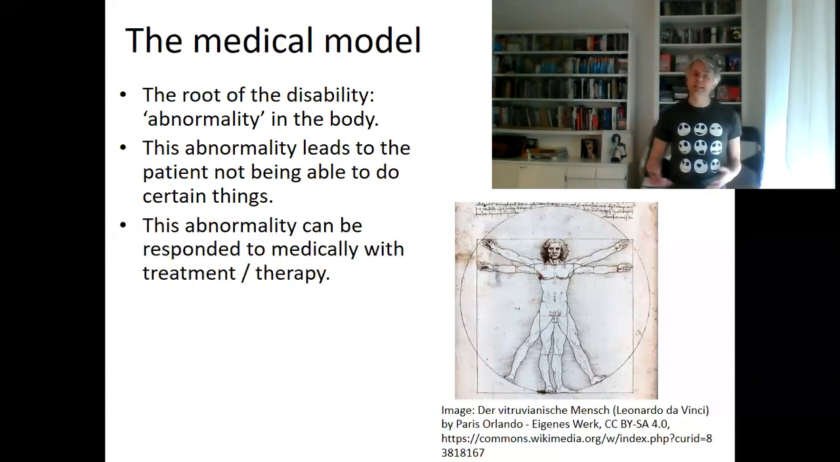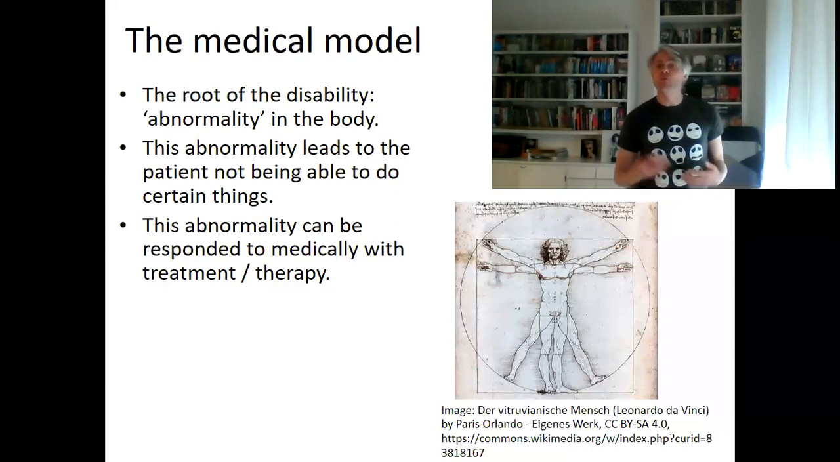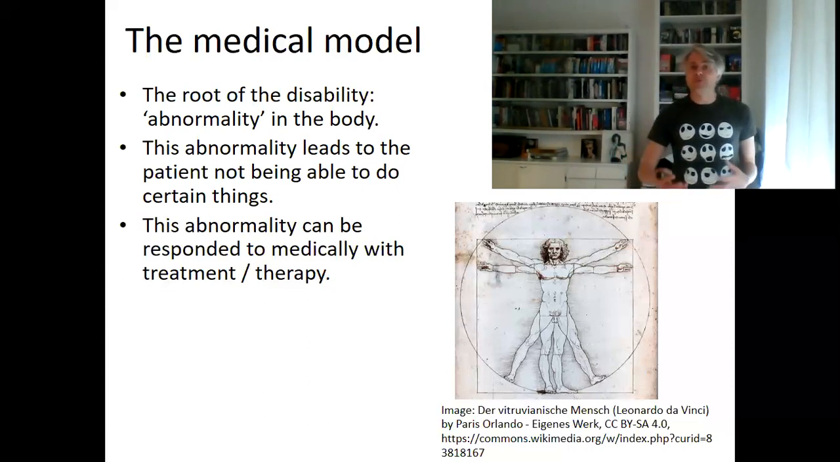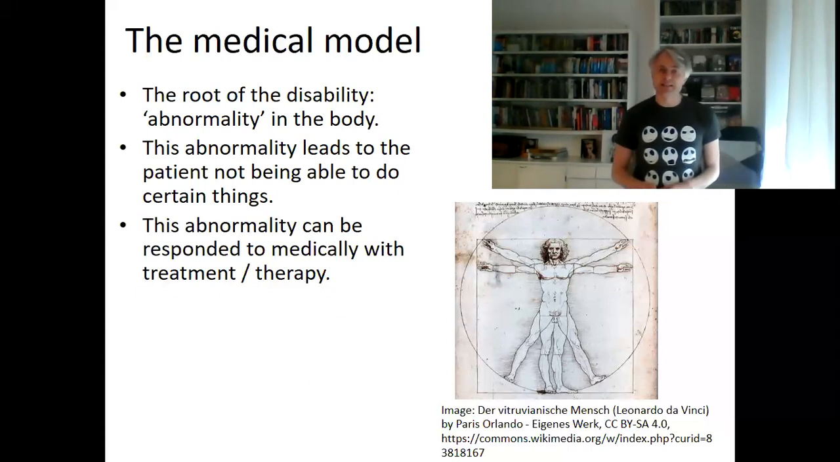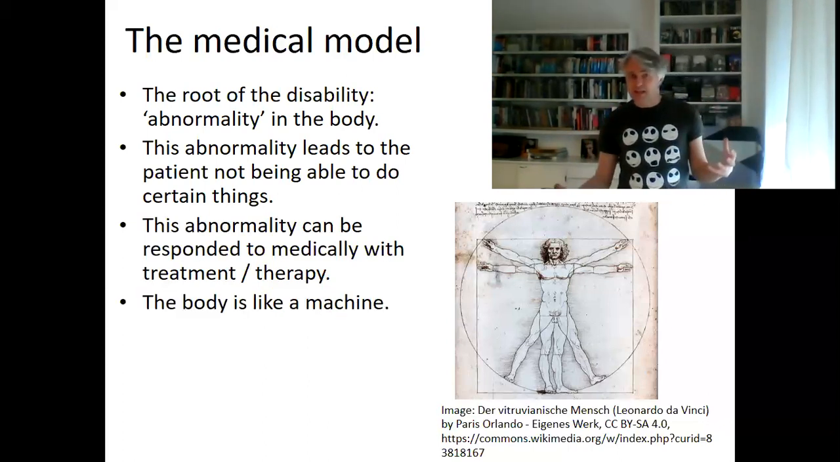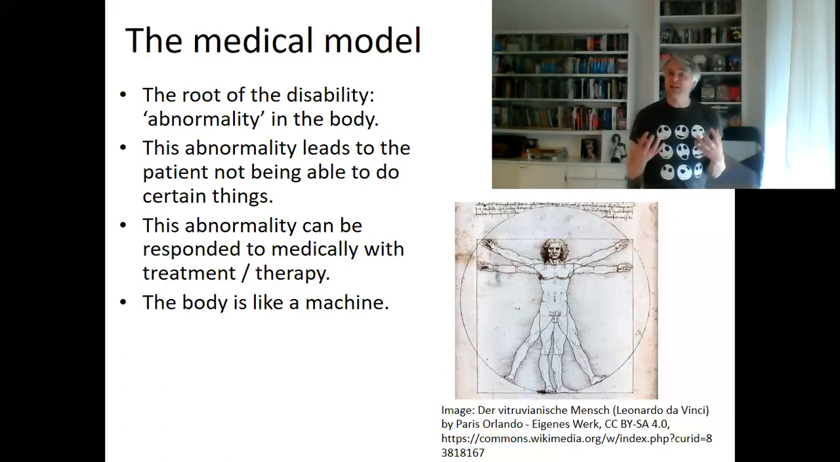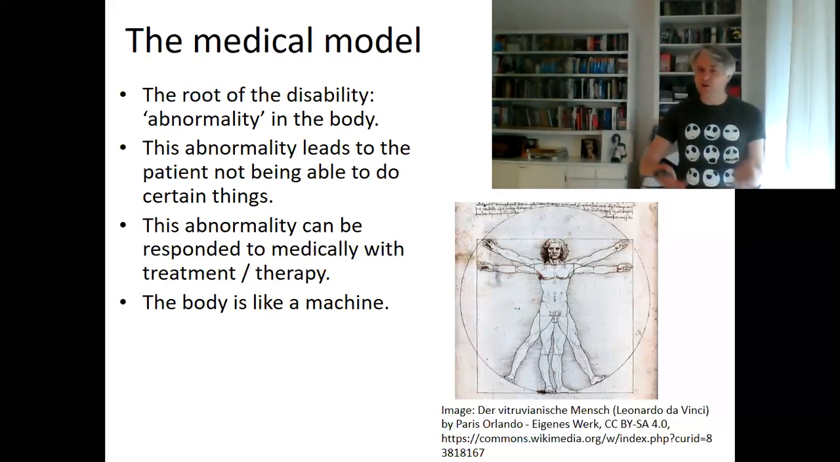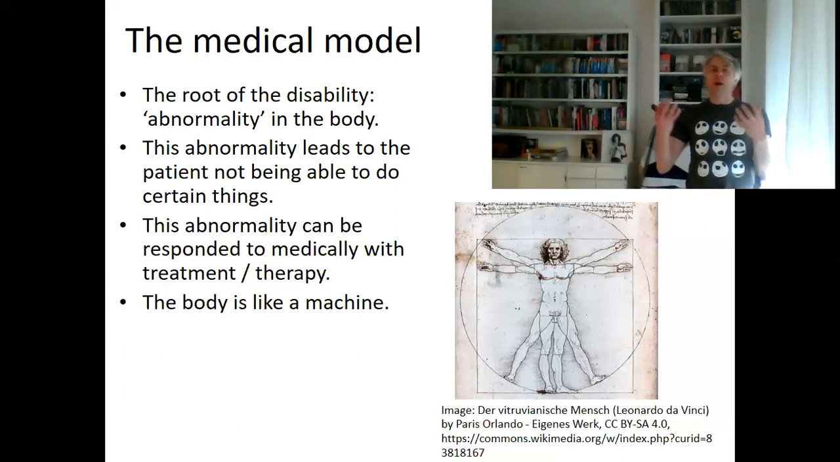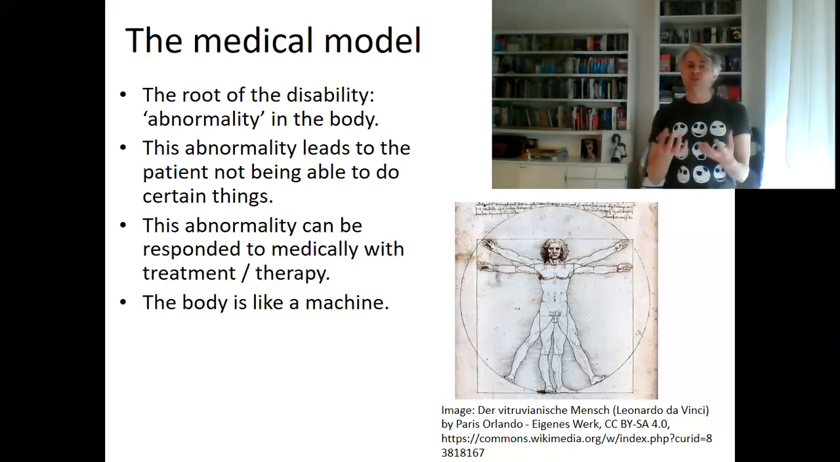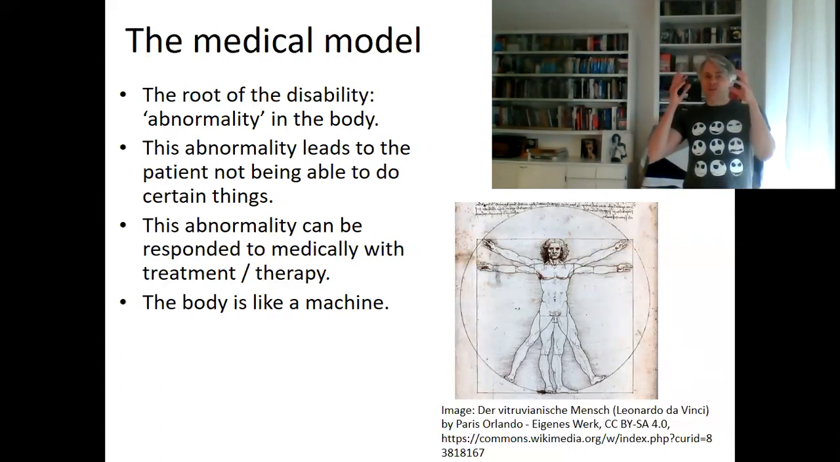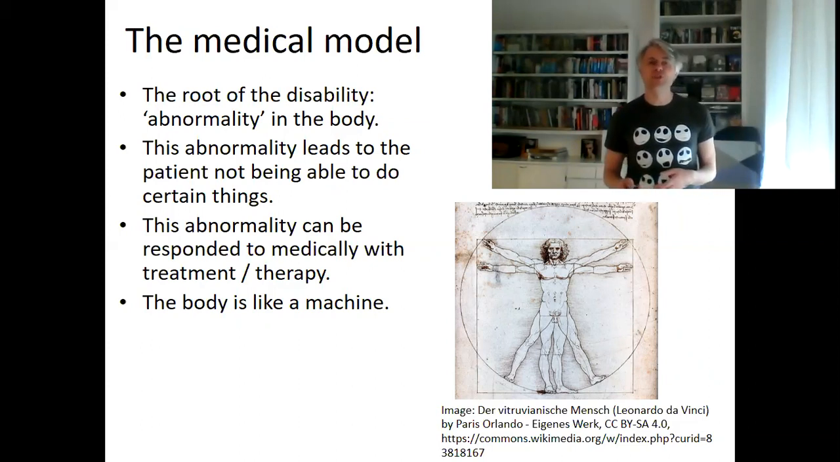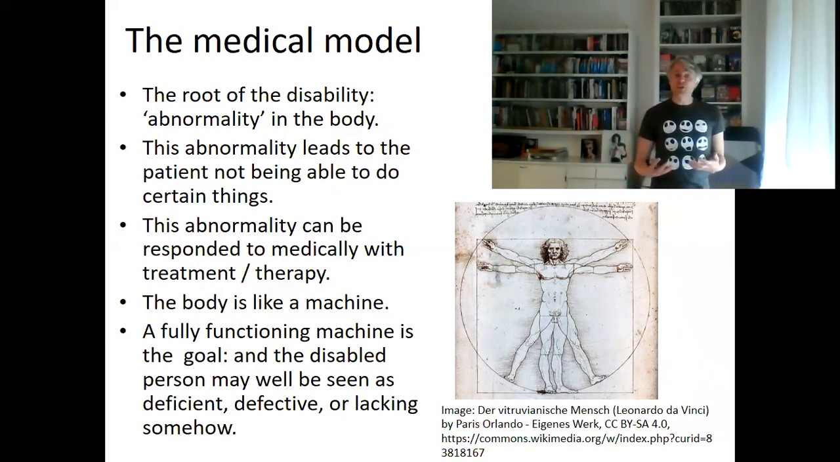This abnormality can be responded to medically with treatment, with therapy. We even have disciplines of medicine, rehabilitation science, for example, to help remove these abnormalities. The body in this perspective is therefore like a machine. You know, Foucault's concept on my previous slide went back to 1600. And there's a kind of Renaissance Enlightenment idea here. This is a time of using natural science to understand the body. The body is like a machine. A fully functioning machine is the goal.